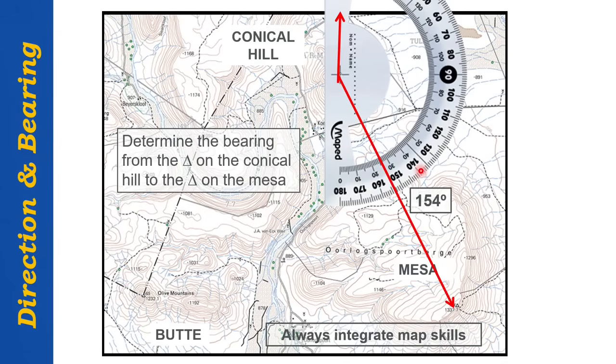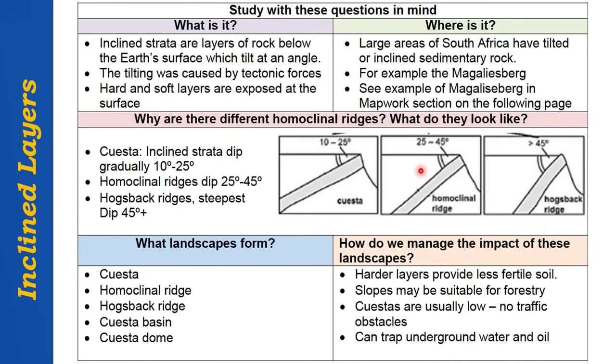while testing the landforms resulting from horizontal strata. Now, you also learned in term 1 about inclined strata. I'm not going to spend too much time, but you need to know what inclined strata is. If you just look at the top heading there, what is it? It's layers of rock below the Earth's surface which tilt at an angle. How was it formed? By tectonic forces, right? The same forces that cause earthquakes to occur. And hard and soft layers of rock are eventually exposed at the surface.